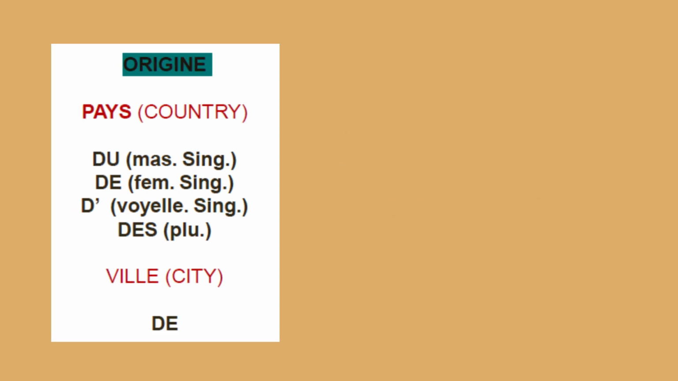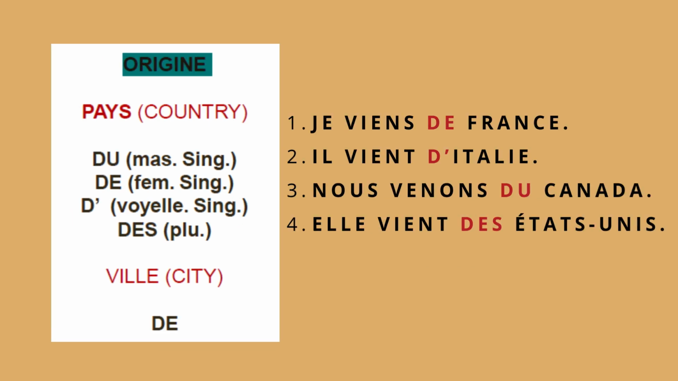In origin, we have these prepositions. Du for masculine singular country, de for feminine singular country, d apostrophe for vowel singular country, and des for all plural countries. For cities, we use de for all the cities. For example, je viens de France. I come from France. France is feminine, that's why here it's de. I come from France.